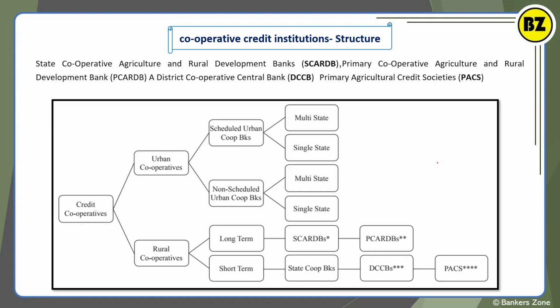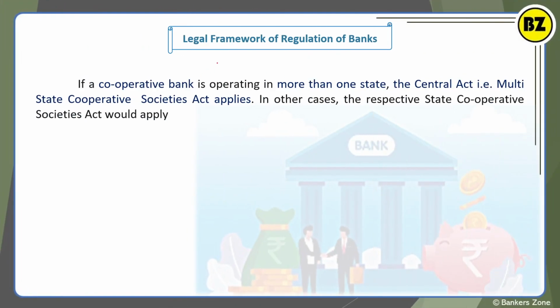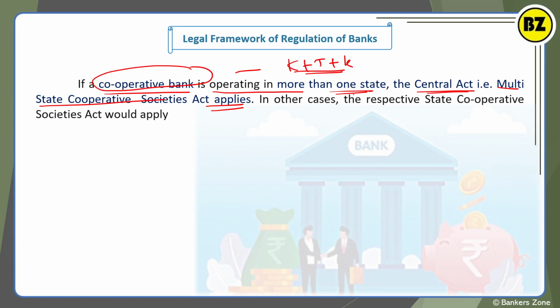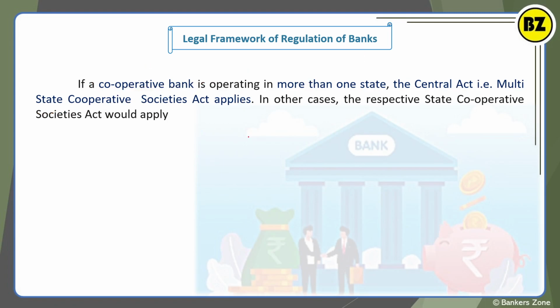Now see here, if a cooperative bank is operating in more than one state, then the central act, the Multi-State Cooperative Societies Act, is applicable. Which act is applicable to which cooperative bank is also important. If the cooperative bank is operating in more than one state, say Kerala plus Tamil Nadu plus Karnataka, then the central act will be applicable to that bank. This is the central act, multi-state, because the bank operates in multiple states.